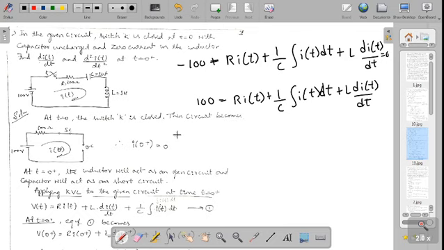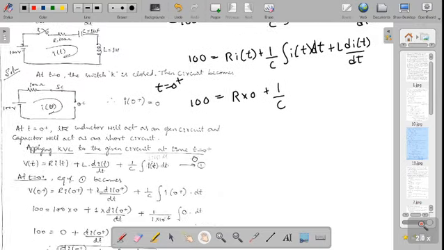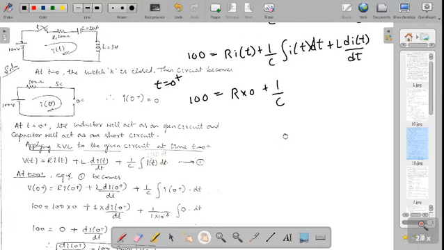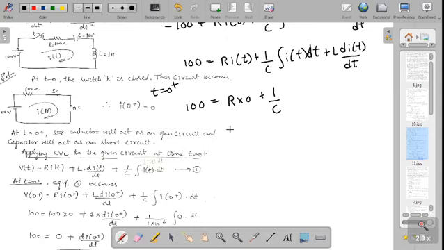Now, first you need to substitute the values at time t equal to 0 plus. At t equal to 0 plus, this is 100. What is the value of I of t? It is 0. So R into 0, plus 1 by C into integration, what is the current at 0 plus? It is again 0, plus L into di of t divided by dt.